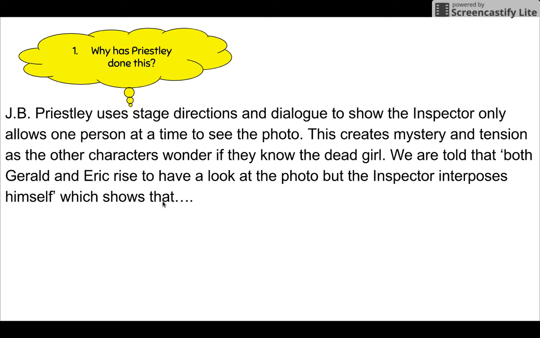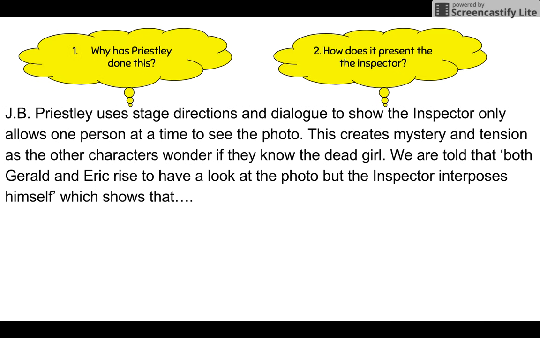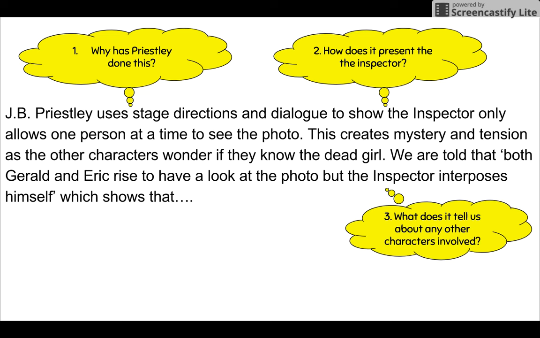And as a teacher, I ask questions like, well, why has Priestley done this? And the student may give an answer. I say, okay, that's good. But how does it present the inspector? Remember, that is the question. That's the essay question. How is he presented? And they'll give me an answer. And I say, that's fine. Let's carry on. What does it tell us about the other characters involved? Well, here we've got Gerald and Eric. So although the focus is on the inspector, what does it tell us about them and their behaviour?